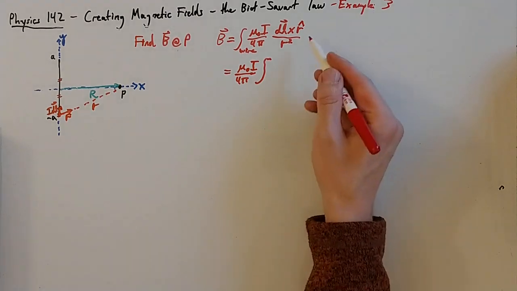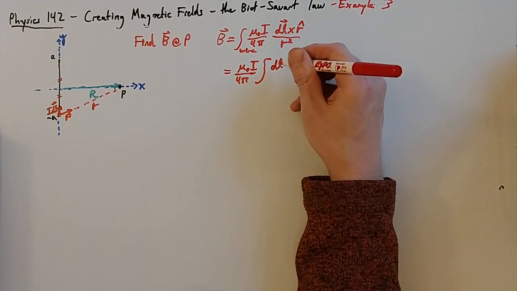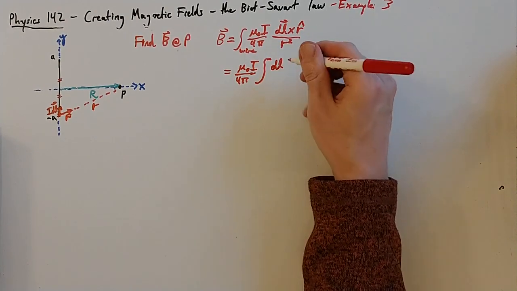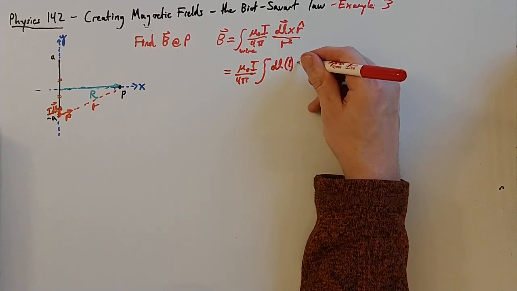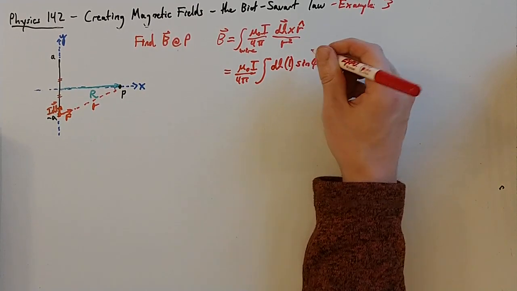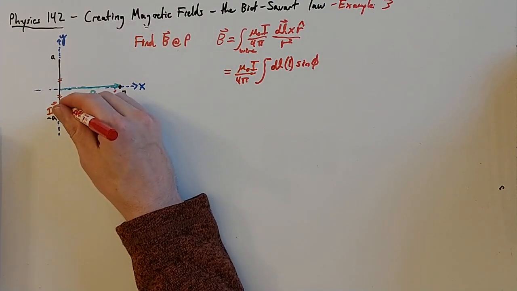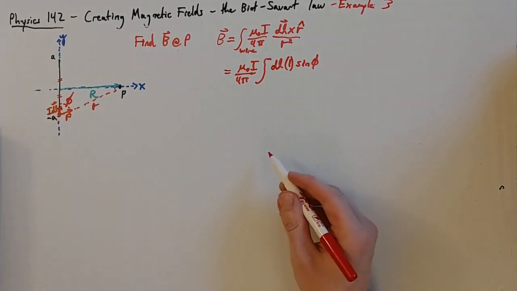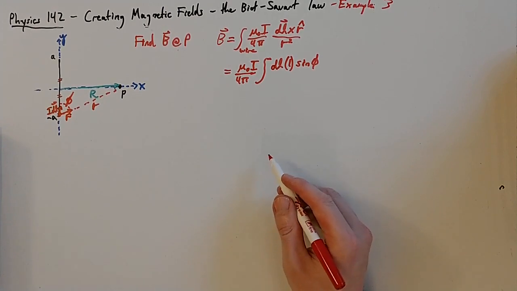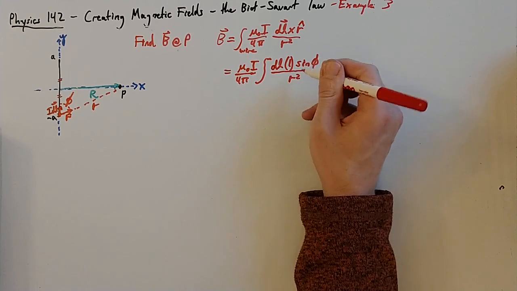If we take this cross product, the cross product says we need the magnitude of dl times the magnitude of r hat, and the magnitude of r hat, it's a unit vector, so that's just 1, times the sine of the angle between them. And the angle between these two vectors, that's this angle here, so we can label that as angle phi. That's the angle between those two vectors. And then we still have the r squared on the bottom.